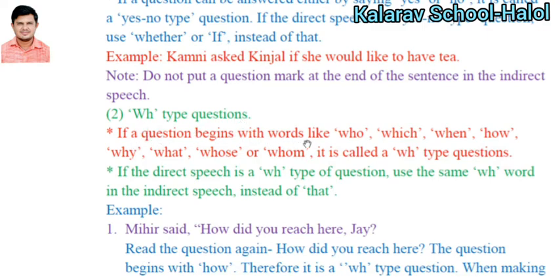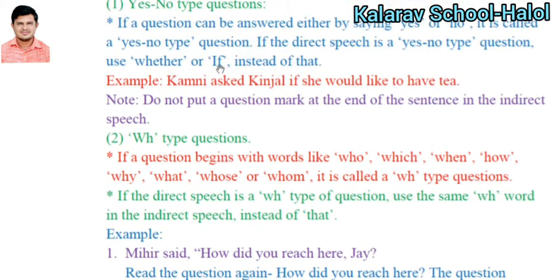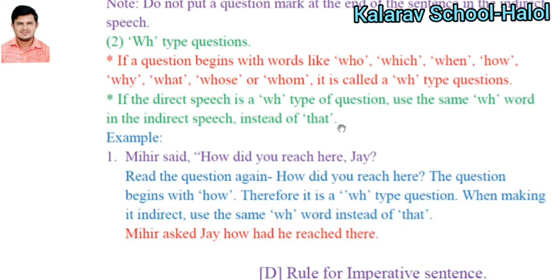Now here the WH type question is there. If a question begins with a word like WH, which words are used as WH questions? Who, which, when, how, why, what, whose or whom. Those are called WH type questions. So if the direct speech is a WH type question, use the same WH word in the indirect speech. In a yes-no type question, which word can you use as a conjunction instead of that? Whether or if. But here, whatever word is given, you have to write down that word only.